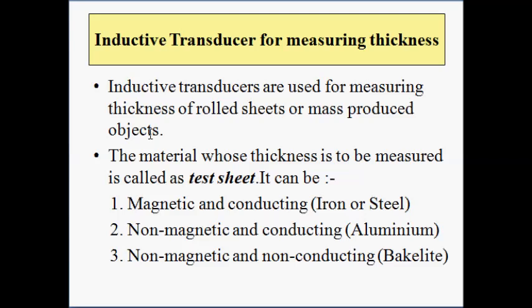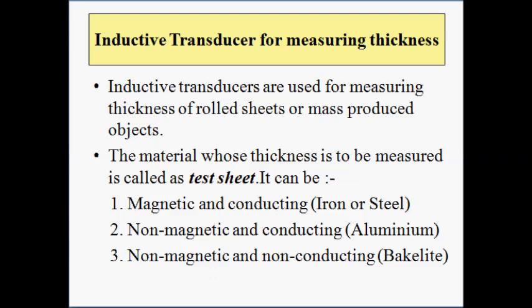The material whose thickness is to be measured is usually referred to as the test sheet or the test material. It can be of three types: magnetic and conducting, where iron or steel are the examples; non-magnetic and conducting, such as aluminium; and non-magnetic and non-conducting, such as bakelite. These are the three categories in which the test sheet can fall.